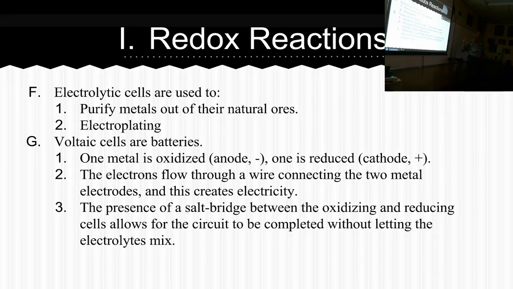Once we figured out how to do this, though, the price of aluminum dropped. Aluminum used to be a valuable commodity, like gold or silver, because it was so hard to purify. But now aluminum is so cheap that you wrap your hot dog in it and then throw it away. So the difference is the technology to get it out of its natural ore. Electroplating is another way that we use electrolytic cells.